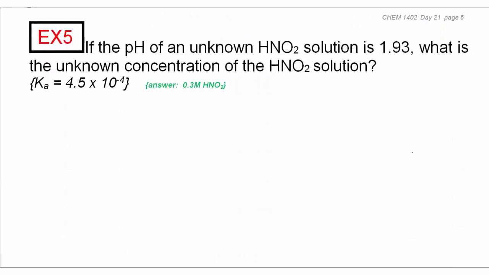If the pH of an unknown HNO2 solution is 1.93, what is the unknown concentration of the HNO2 solution? Sound familiar? They tell us pH. We'll use that to get the hydrogen ion concentration and the NO2 minus concentration. Okay? So then we'll know both of those. So since this is not an ICE problem, when they give you the pH, you know the equilibrium composition. So you just go ahead and start working on this.